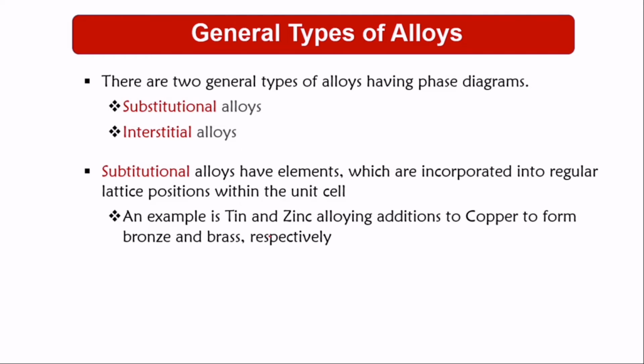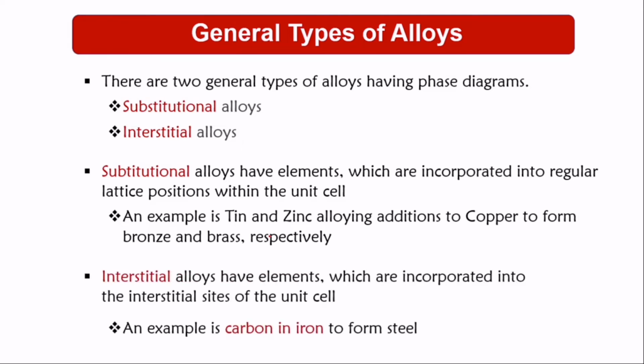So we have brass and bronze. So with this, they sit as what? Occupying the site of the atom, right? And this, we have the brass and the bronze. So tin and zinc in addition to copper form bronze and brass. But with the interstitial alloy, they sit as what? Unoccupied sites, which is the interstitial site. So they have elements which are incorporated into the interstitial site of the unit cell. An example is carbon in iron to form steel.